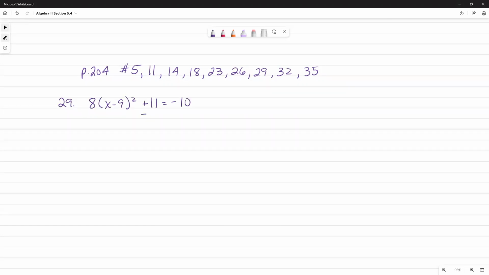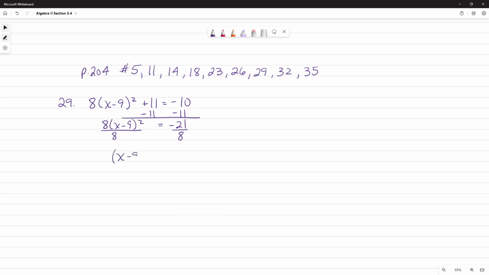Okay, so we're going to get rid of the 11 first. Brain always gets ahead of itself. Try to write the answer. 8 times (x minus 9) squared equals negative 21. And then the only other thing we have to get rid of is the 8, because our squared term is the x minus 9. So we divide both sides by 8.